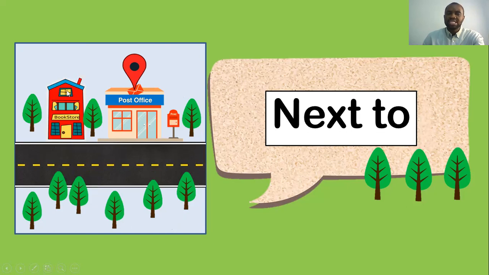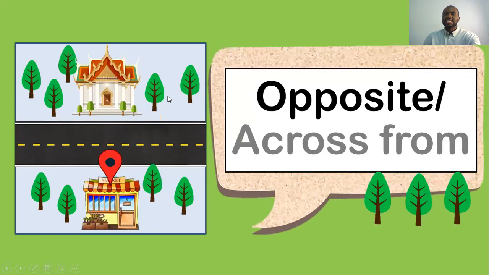The bookstore is next to the post office. The post office is next to the post box. The post box is next to the tree. Okay, next to. The post box is next to the post office. The post office is next to the bookstore. The bookstore is next to the trees. Okay. Let's go to the next.